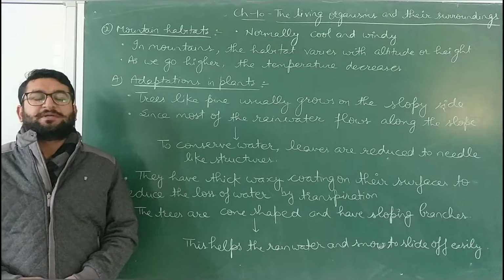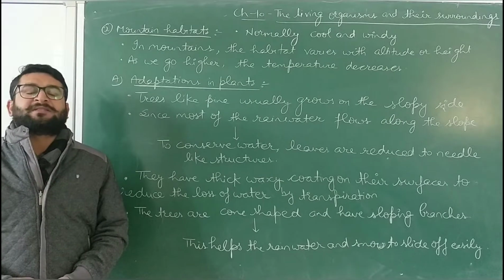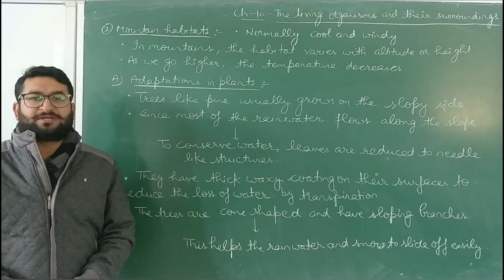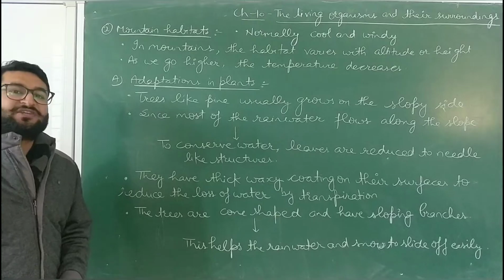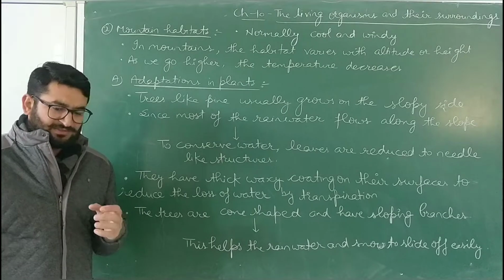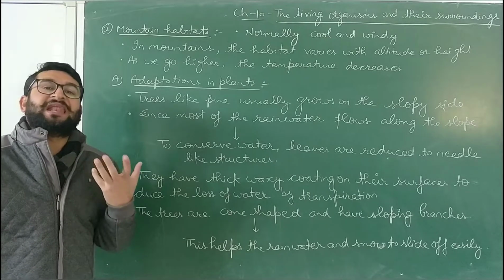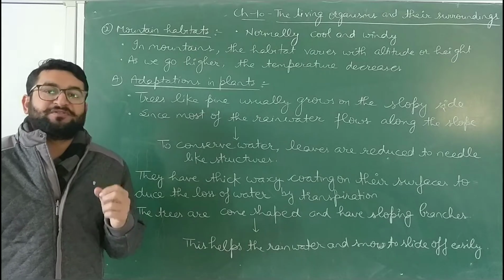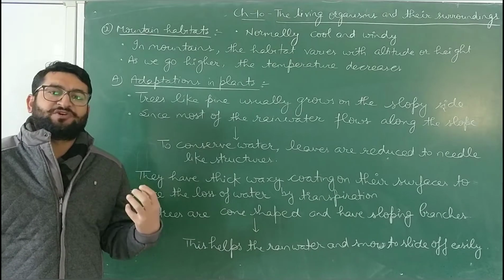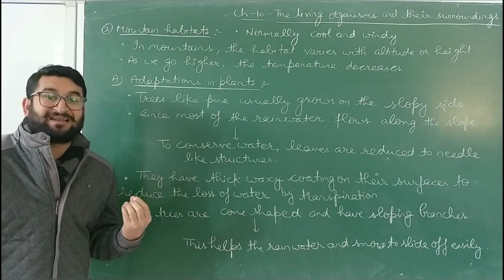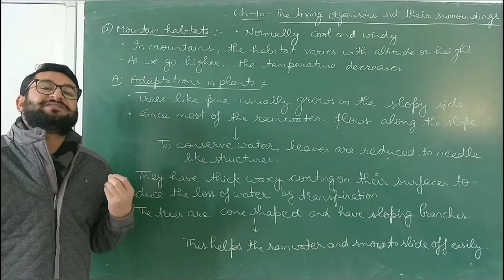Hello children, we are discussing chapter 10, the living organisms and their surroundings. In this chapter, we are discussing the various kinds of terrestrial habitats. The habitat in which an organism lives on land is known as terrestrial habitat. In my previous video, I explained the word terrestrial. Terrestrial is taken from the Latin word terra, T-E-R-R-A, that means ground.